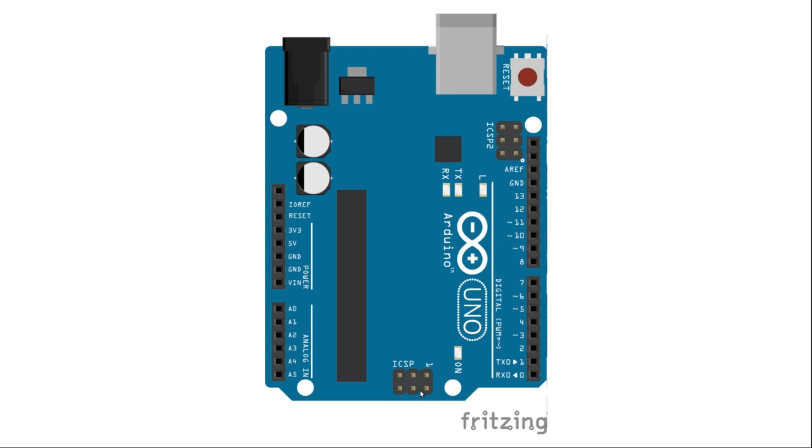Then we have got the RX and TX pins. They are the receiver and the transmitter. R for receiver, T for transmitter, and they are used for serial communication, for example with the ESP8266, which is a Wi-Fi serial module. Next we have got the digital input output pins from pin 2 up to pin 13.